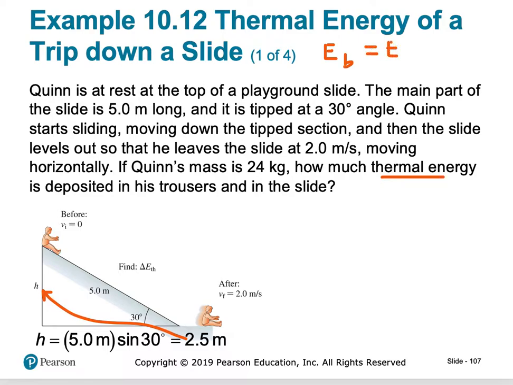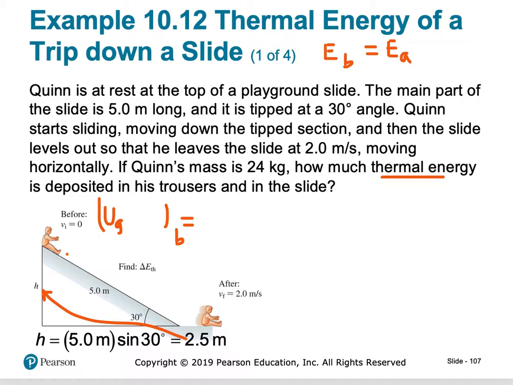Now we have to decide the types of energy that we have. So we know we're going to start out with our equation here. Quinn is at rest at the top of a playground slide. So Quinn's up here at rest, but Quinn has a height h. Therefore, we know we have gravitational potential energy on our before side. This is our before case. Since Quinn is at rest, there is no speed, there is no kinetic energy. We don't have any springs here, so there's no spring potential energy.